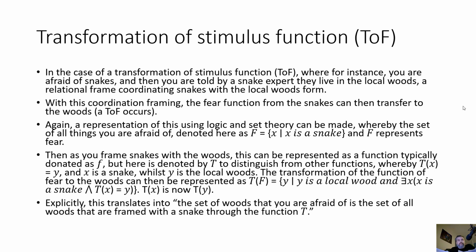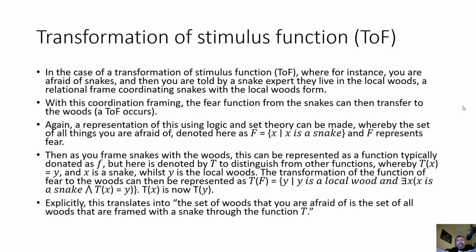The transformation of the function of fear to the woods can then be represented as tf. So that's a function t for f, where f is x such that x is a snake. So f is basically a set, which is x such that x is a snake. That's basically saying tf, the fear function of snake, equals y such that y is local woods. It's just defining y as local woods, and there exists an x that is a snake, and tx equals y.